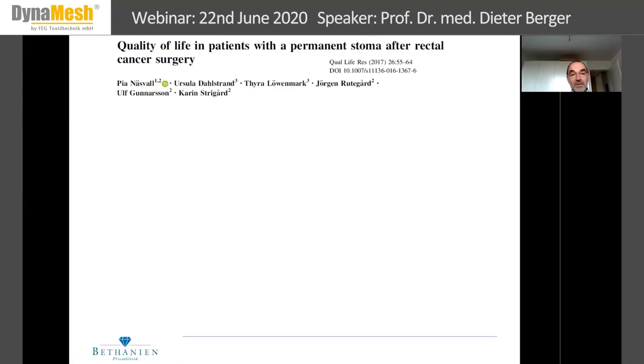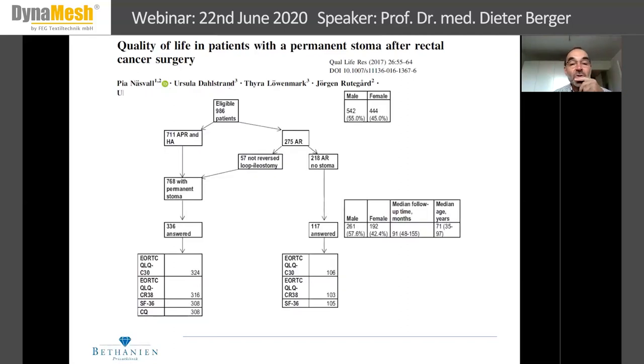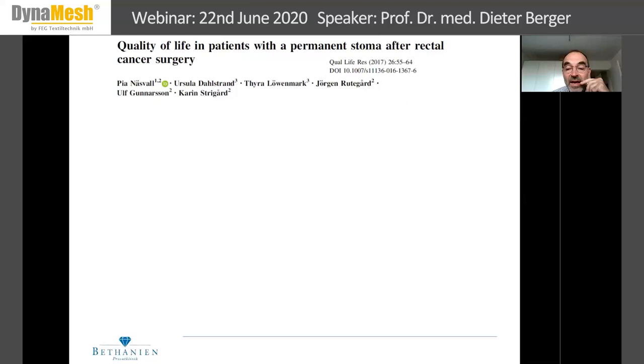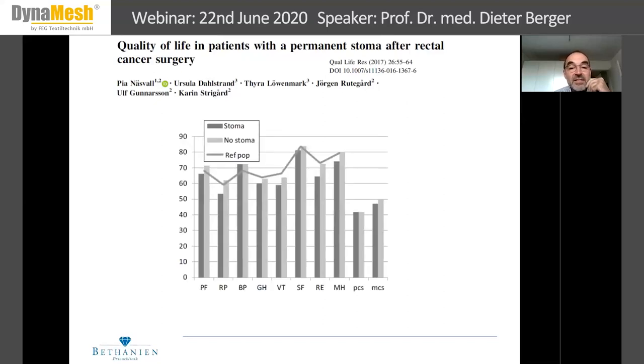The quality of life is another point which is correlated to the indication for surgical repair. These authors from Scandinavia looked at a lot of patients with and without stoma after rectal cancer. They used some quality of life scores. At the end, what you can see is that patients with a stoma, compared to patients without a stoma, have in almost all these parameters a more or less significant decrease of quality of life. The line is the reference population.